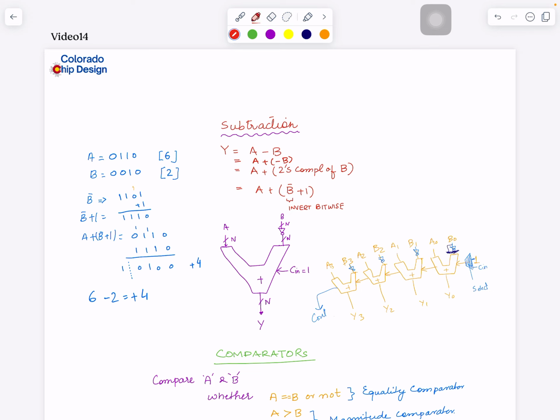So if through the multiplexer you select B, and by the way the same multiplexer will be everywhere. I'm just putting this thing here, it doesn't have much space. This is the multiplexer, and all these multiplexers will have a select line.